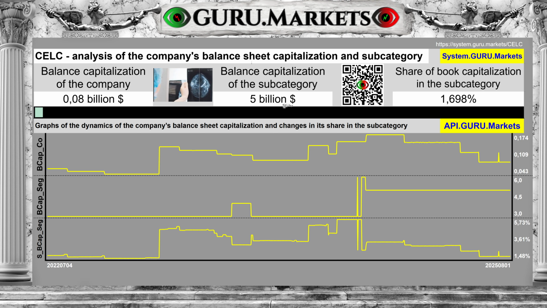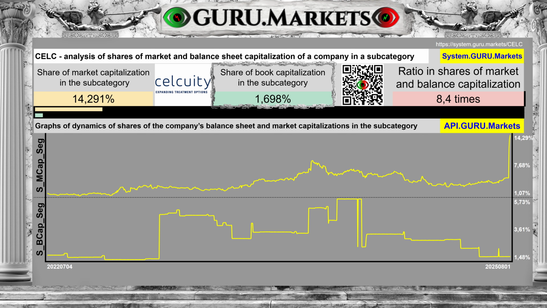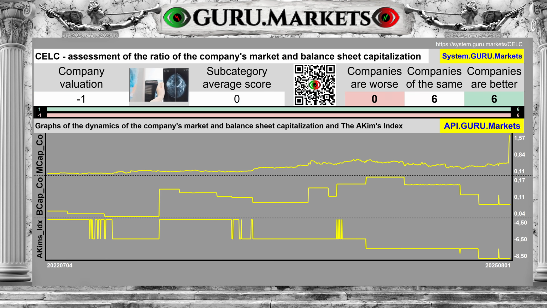By comparing the shares of market and balance sheet capitalization, we can see the following. The share of Celcuity Incorporated in the subcategory when assessing stock market capitalization is 14.291%. Book value capitalization is 1.698%. Assessment of the organization's share of market and balance sheet capitalization of the subcategory: bad, minus 1 point.